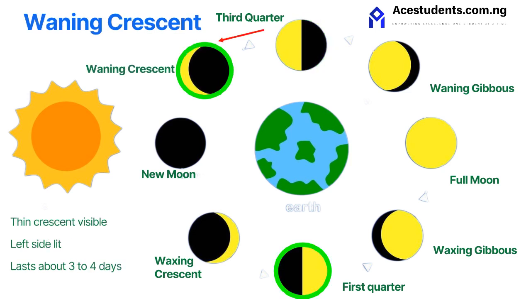As the days continue, the illuminated portion becomes smaller and smaller. Now only a thin curved sliver remains. This is the waning crescent. The light is fading. The moon is preparing to return to the new moon position. This phase lasts about 3 to 4 days. Remember, if asked which phase comes just before the new moon, the correct answer is waning crescent.